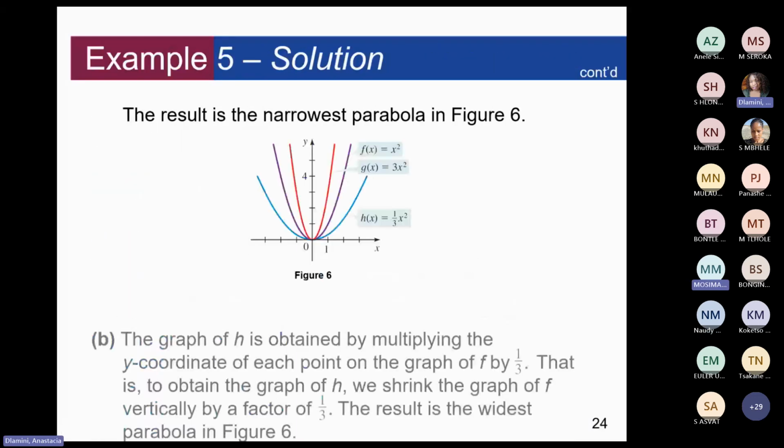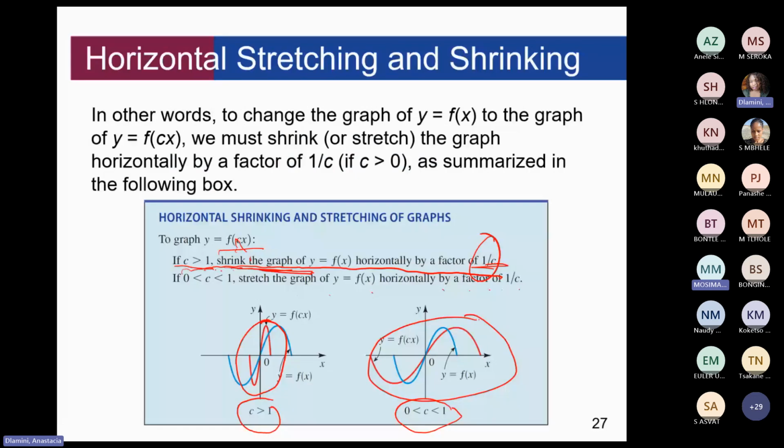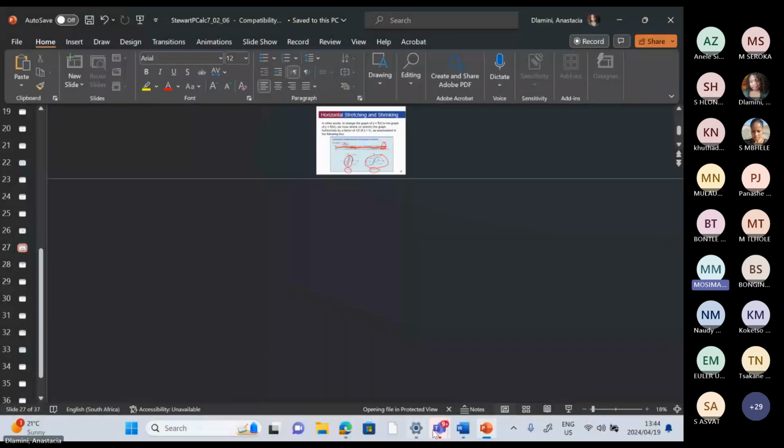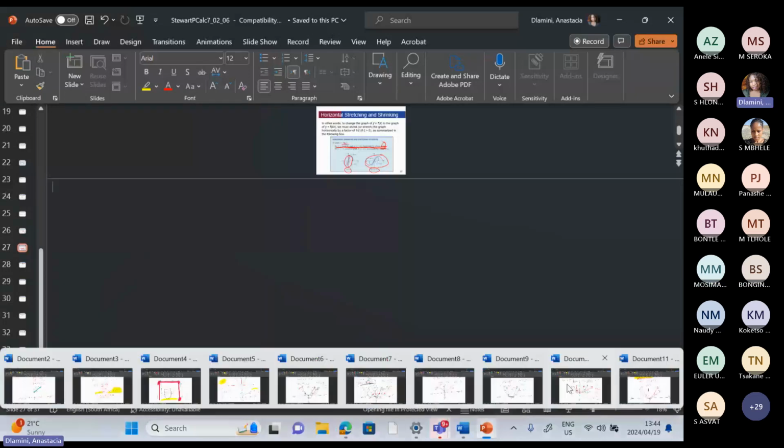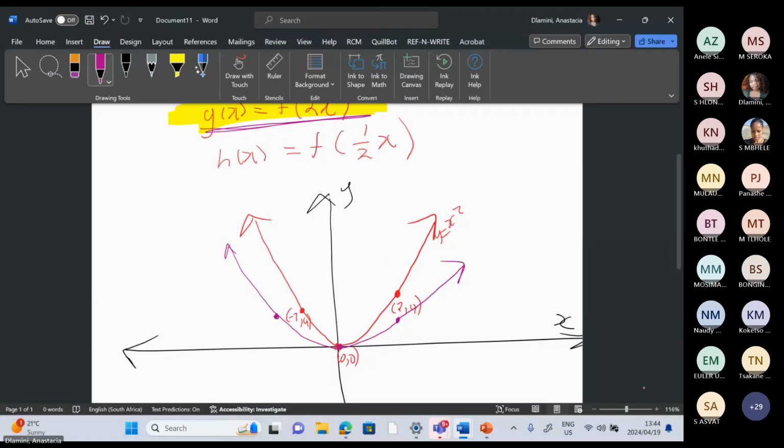So let's go back one last time because we need to go to the next section. If C is greater than 1, we shrink the graph of y is equal to f of x horizontally by a factor of 1 over C. Now, someone tell me, the purple one is negative 1 and 4. Negative 1 and 4. And 1 and 4. Yes, 1 and 4. And then? 0 and 0.